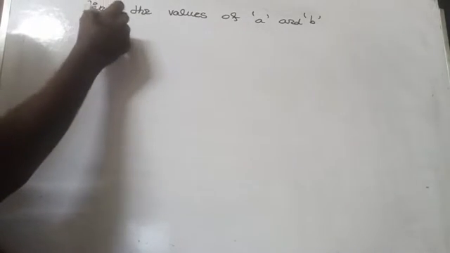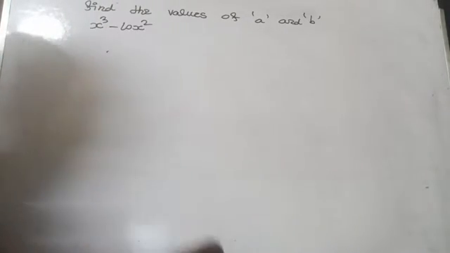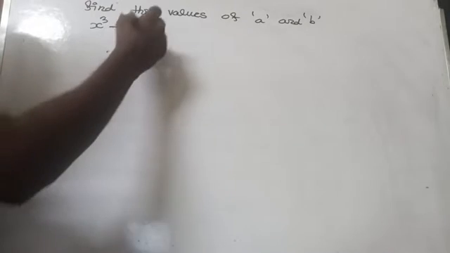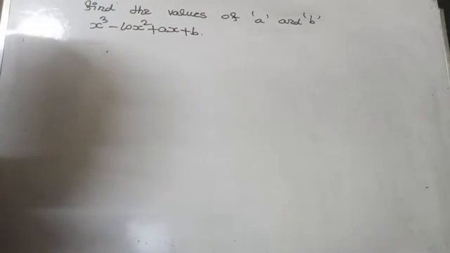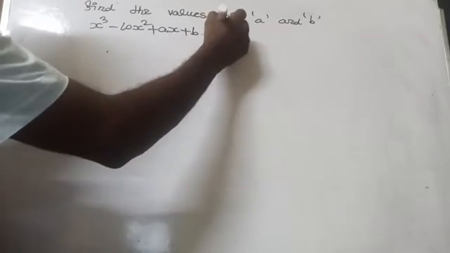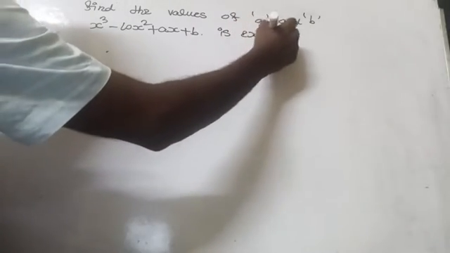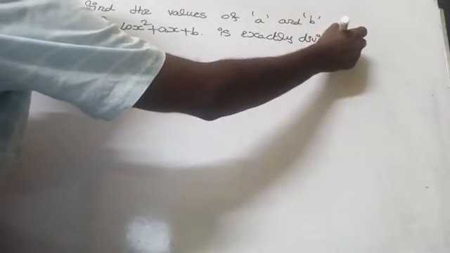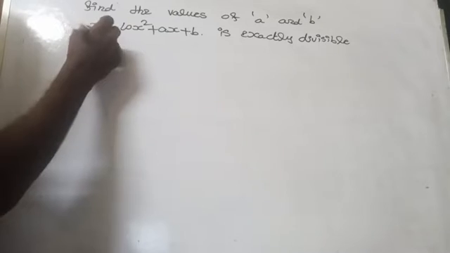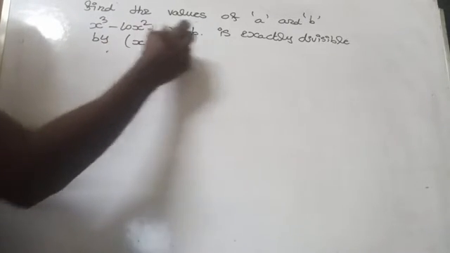This question: find the values of a and b so that the polynomial x cube minus 10x square plus ax plus b is exactly divisible by x minus 1 as well as x minus 2.